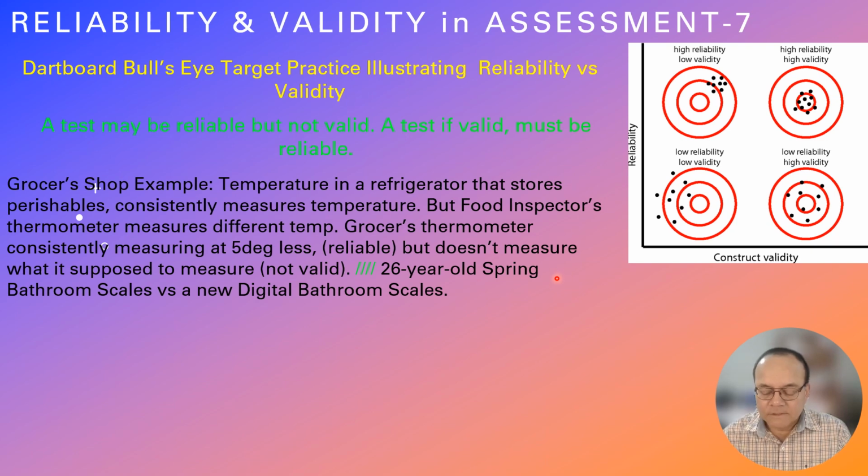I have two very old weighing machines. As I said, they are 26 years old. They are made of spring, of course, and they show my weight at 200 pounds. Then I bought a digital bathroom scale, brand new, which measures it at a more acceptable 185. So what's happening? My 26-year-old spring bathroom scales are reliably, consistently, persistently measuring my weight at 200 pounds, which is completely wrong. It's not valid. And my new bathroom scales are high reliability, high validity.